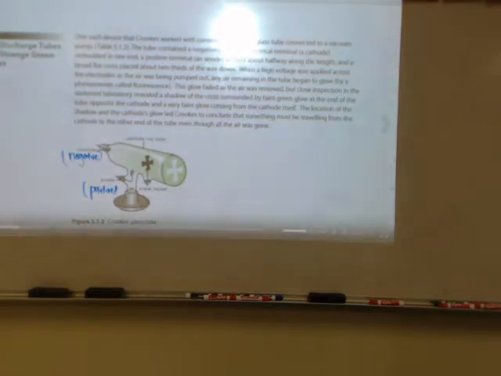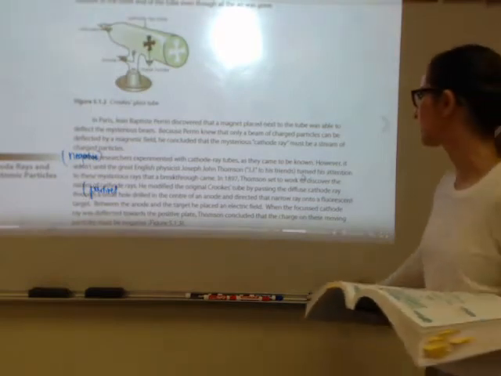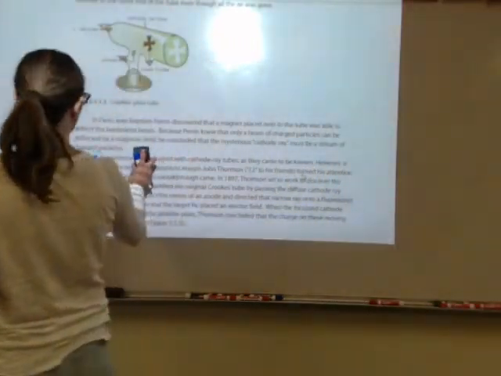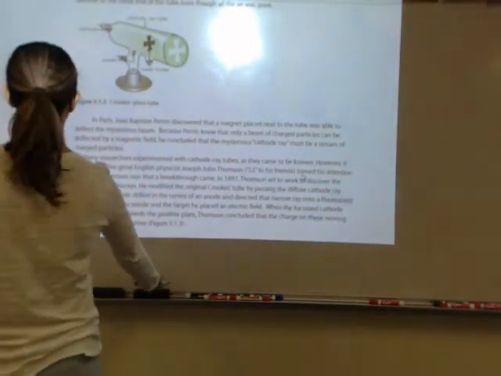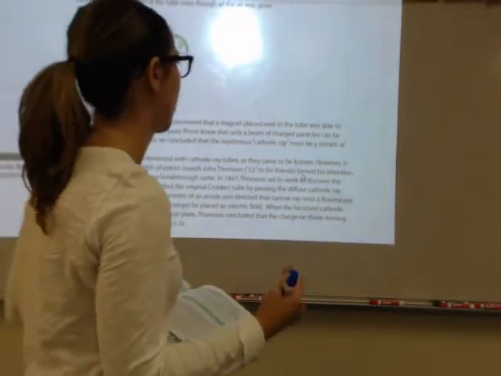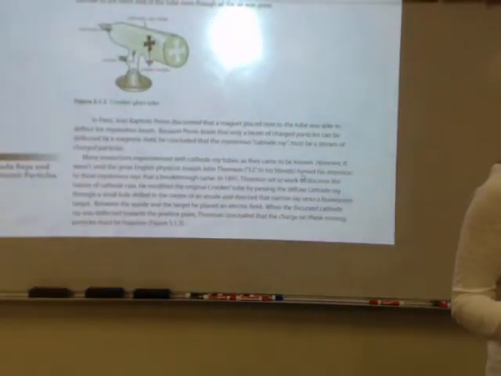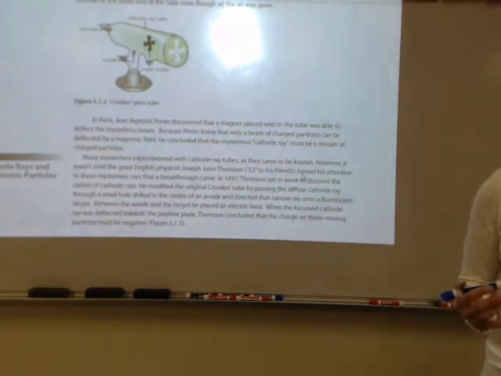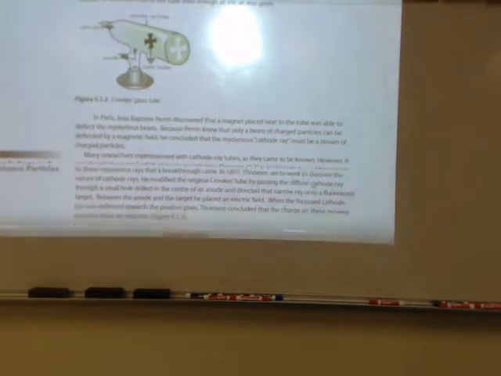Now, in Paris, Jean-Baptiste Perrin discovered that if you put a magnet next to the tube, it deflected the mysterious beam. And because Perrin knew that only a beam of charged particles could deflect a magnetic field, he concluded that the cathode ray was a stream of charged particles.